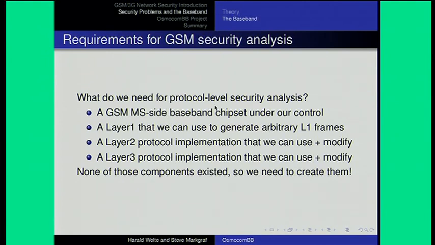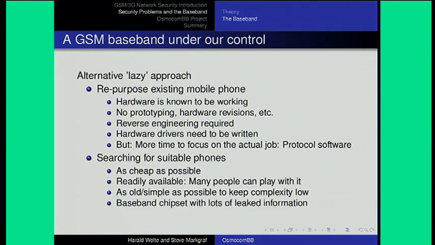So, what do we need in order to achieve what we want, the Ethernet card for GSM? We need the baseband chipset under our control, we need the layer 1, we need the layer 2, we need the layer 3. All of them need to be open source so we can modify them and so on. None of the components existed, so we had to start.